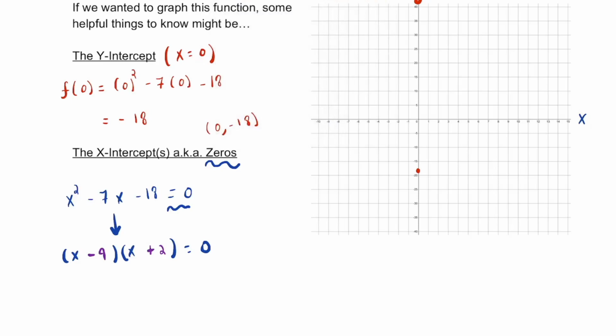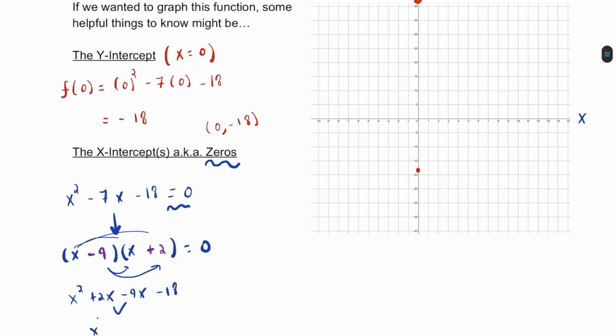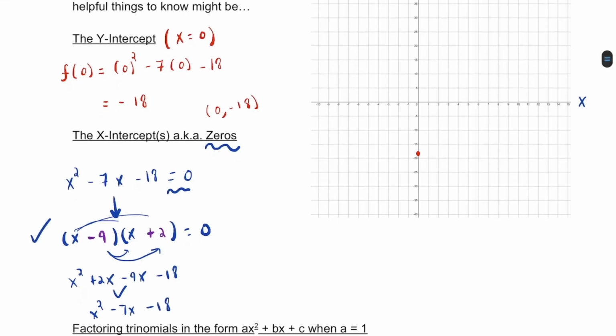Imagine if you did this distribution out. You'd have x times x to get x squared, x times 2 to get plus 2x, negative 9 times x to get minus 9x, and negative 9 times 2 to get negative 18. And so we'd combine our terms in the middle and look, x squared minus 7x minus 18. So that is the correct factoring.